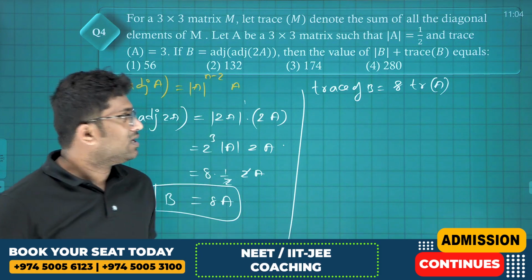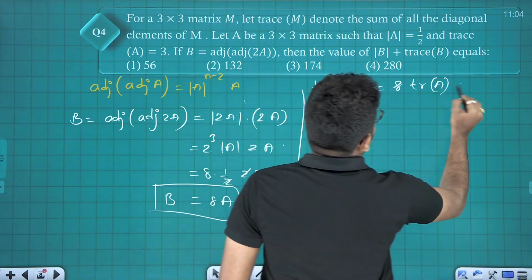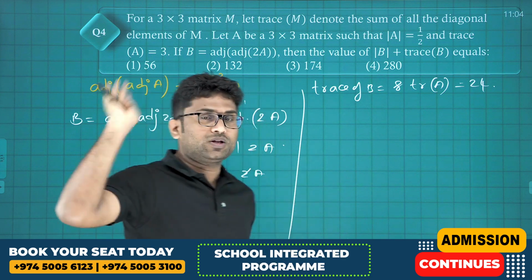So trace of B is nothing but 8 times trace of A. Trace of A is already 3. So 8 3s are 24. We have got one thing.